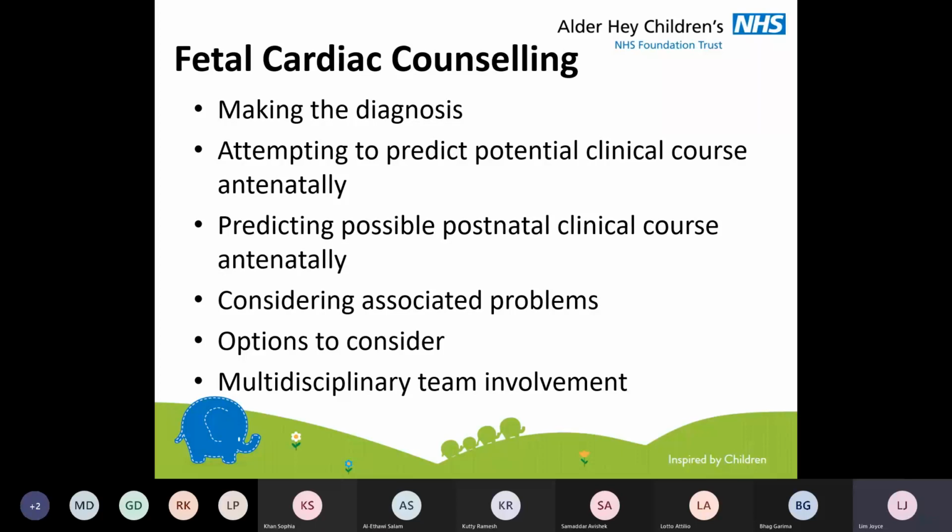And we try to get as many teams involved as possible during the counseling, but we try not to overwhelm them during the first visit. It's usually the second and third visits that we get more teams involved, once we are sure that they are actually going ahead with the pregnancy.